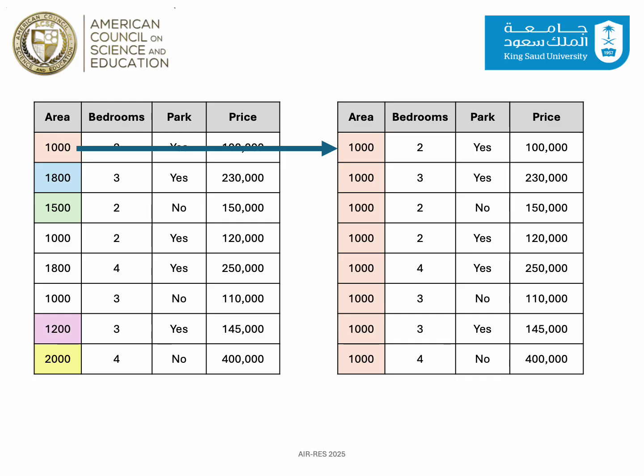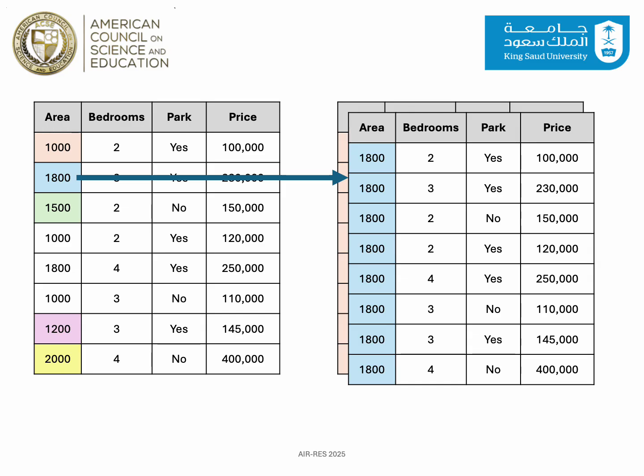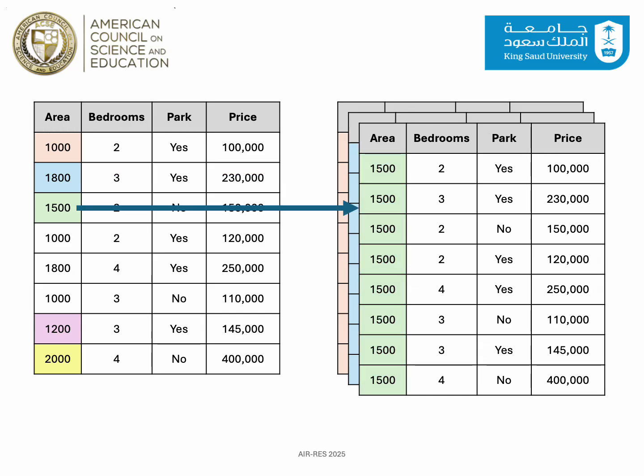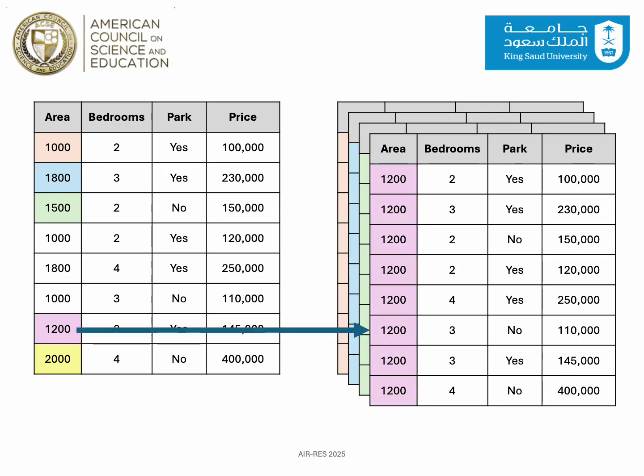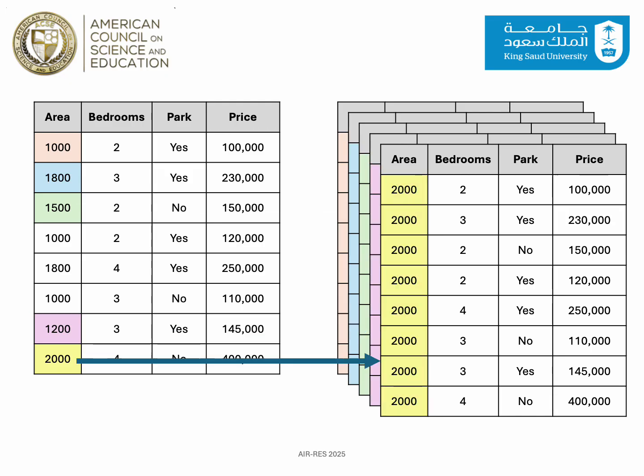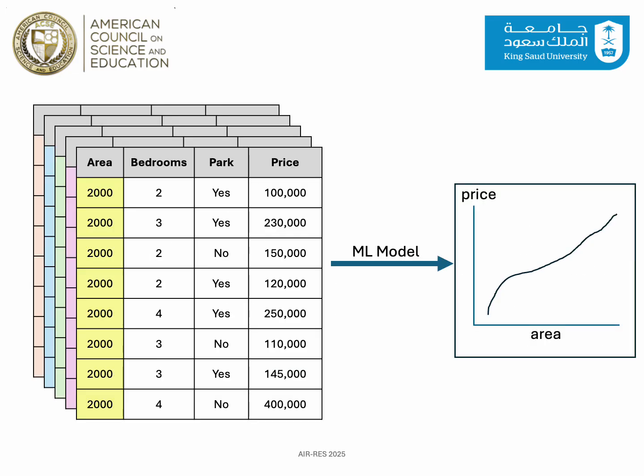In this case, we are replicating the dataset for the value 1000. Then, for 1800. Then, 1500, 1200, and 2000. Then, we get predictions for the new datasets from the already trained model. We compute the average output for each unique value of the area, and we plot the unique values of the area against the average predictions for each value.